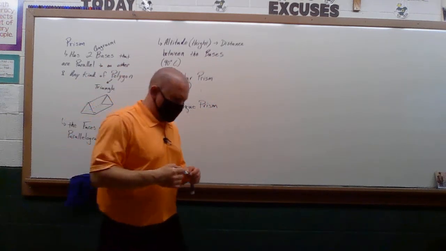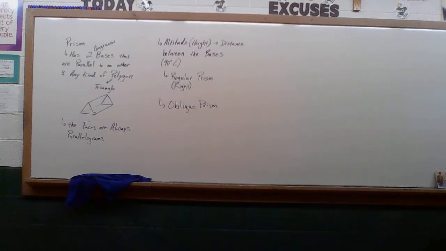And an example of an oblique prism is, have you ever seen a picture of the Leaning Tower of Pisa? How the building just kind of bent over? That's kind of what an oblique prism is. I'm not going to lie to you, I can't really draw them. So, hopefully, we got a picture of this.